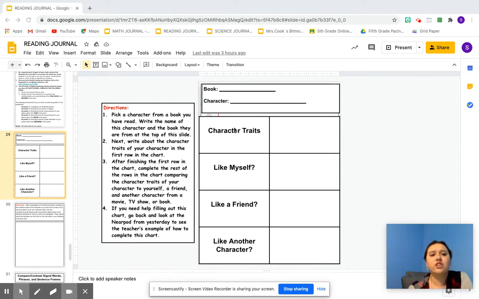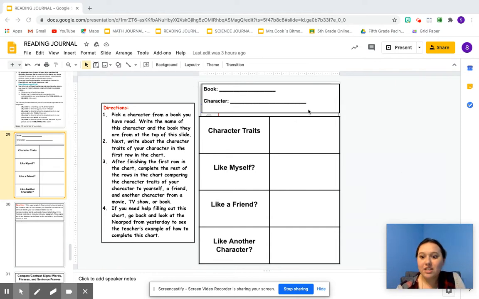So if you look on my screen now, you can see I'm actually on your reading journal. And this is an assignment you're going to be completing tomorrow on Tuesday after you have watched this Nearpod today. You will be doing this activity tomorrow. So pay attention because you're going to be doing the exact thing tomorrow, but with a different character.